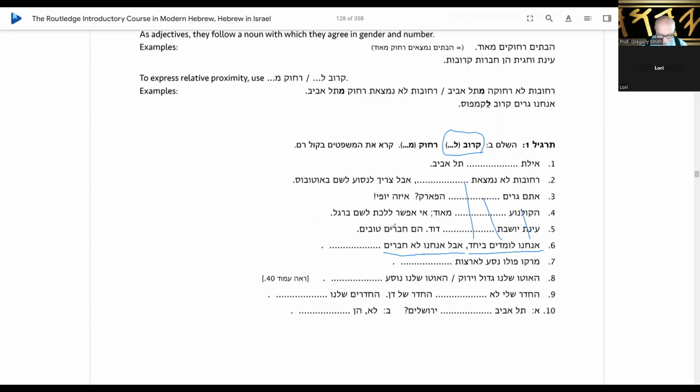Yeah, it's a word or phrase that modifies or qualifies an adjective, verb, or other adverb in a word group. Okay, so that is, yeah, it's got to be. Okay, so I'm going to put karov in there.